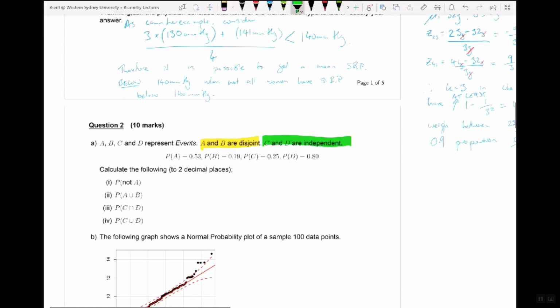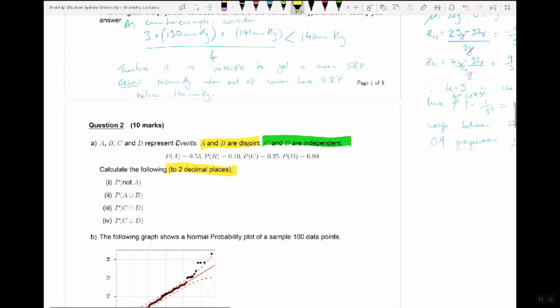Okay? And they ask me to calculate, based on that information, that A and B are disjoint, C and D are independent, and that these are their individual probabilities. They ask me to calculate the following 4 things. Again, read the question carefully, just like in your online quizzes. Make sure you quote it to the correct number of decimal places.